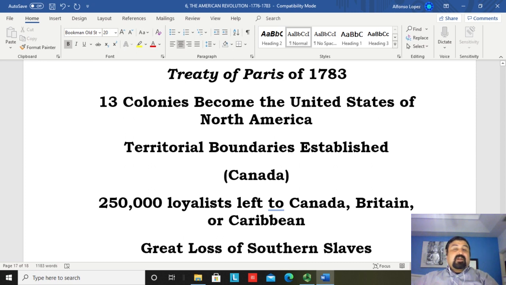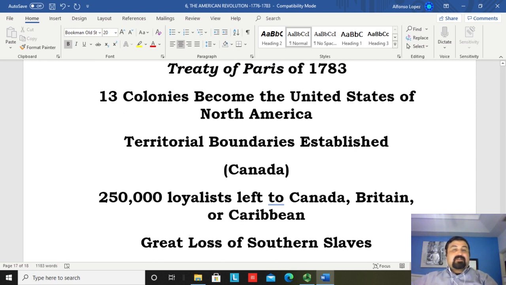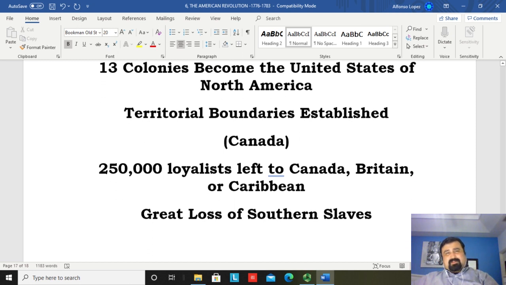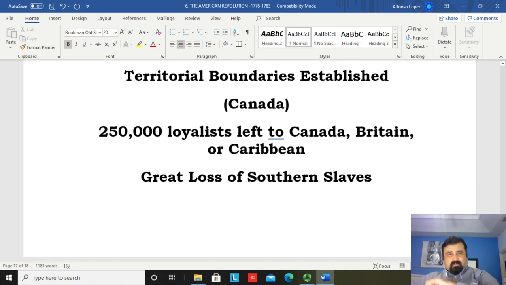250,000 colonists left the United States because they were loyal to Great Britain. They were loyalists. They remained loyal throughout the struggle. So they left either to British Canada or to Britain, or they went to Jamaica, the British colony in the Caribbean. So that's another outcome of the independence revolution. And last but not least, there will be a great loss of Southern slaves.